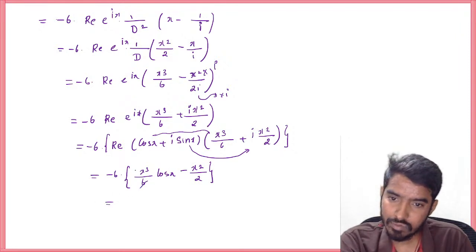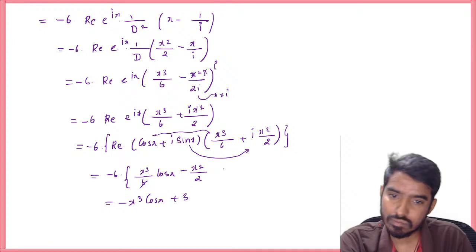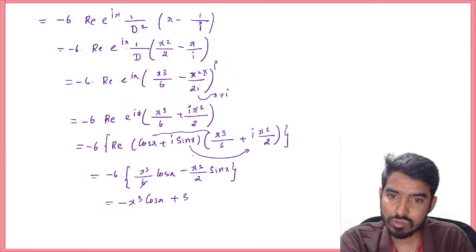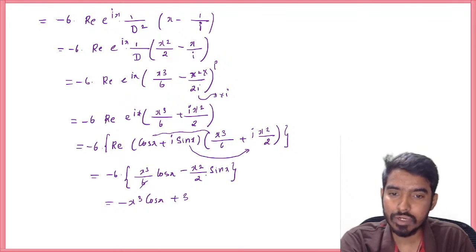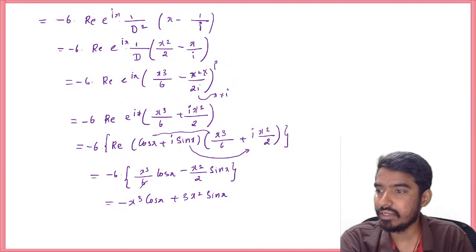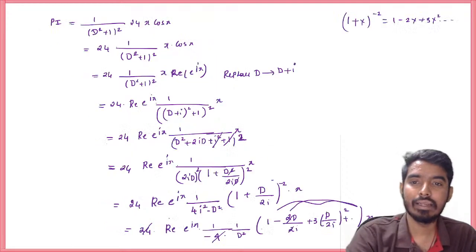Therefore, if I multiply this minus inside, minus x cube cos x, 2 ones are 2, 3 ones are 3, so plus 3, here we have sin x also. These are the real parts, right? So i square is minus 1, so minus x square by 2 sin x. So if I multiply this minus inside, minus x cube cos x, this will be plus 3x square sin x, right? Therefore, 3x square sin x minus x cube cos x is your required particular integral, right?